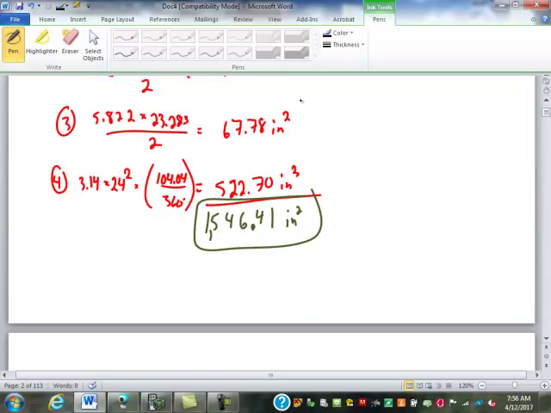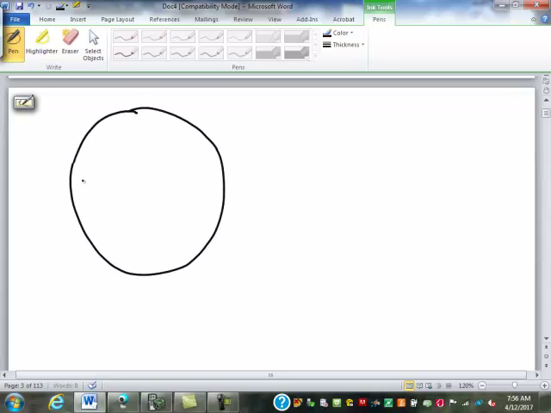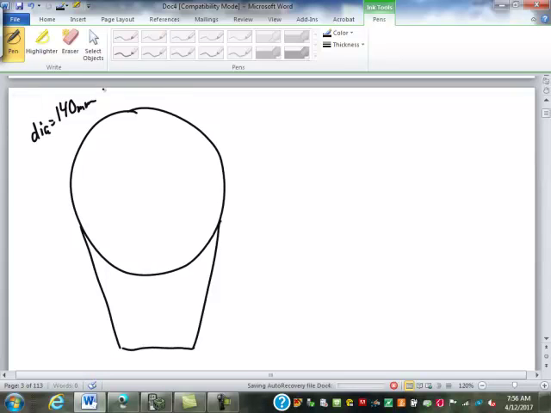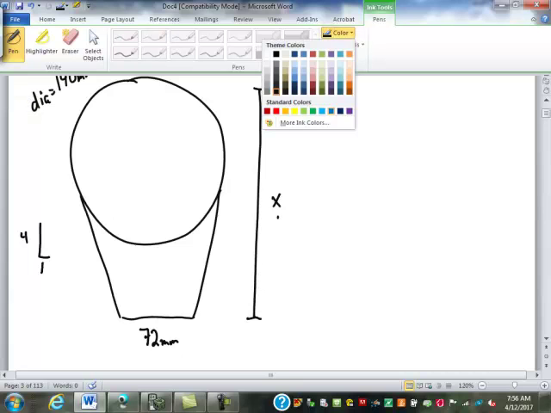Well, let's take a look at this. Similar problem. So I've got a circle with a diameter of 140 millimeters. Down here, I'm told that this is 72 millimeters. This is a 4:1 aspect ratio. Find that height x for me.